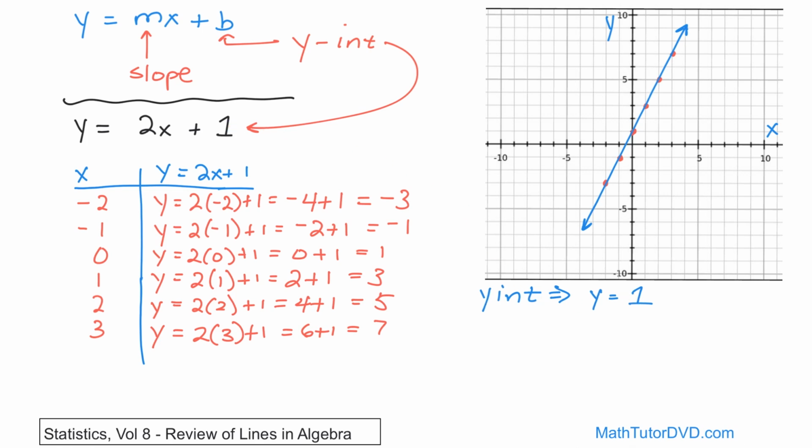So by knowing any equation of a line, when you write it in this form, you just take the number that's over here, you stick a dot right there, y is equal to 1, and you know that the line crosses through this point just by knowing that one piece of information.